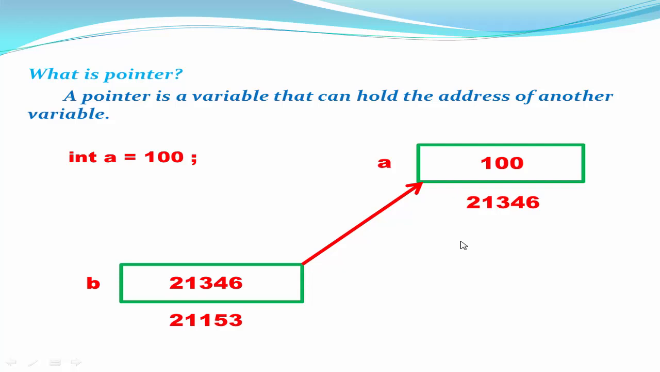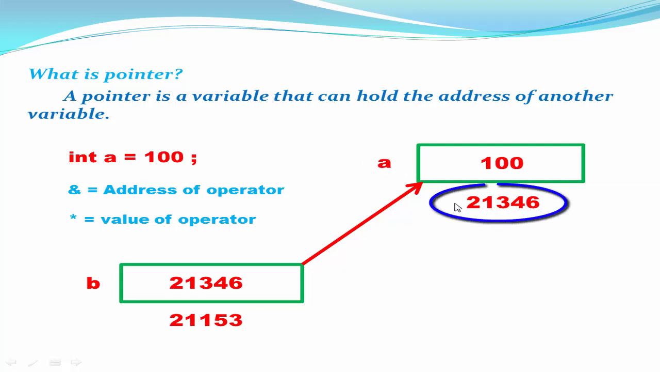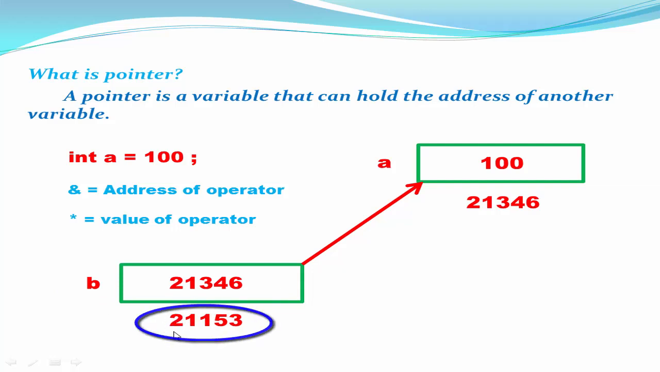We can access the value of variable A using B. In pointers we use two operators. One is called ampersand or address of operator, and another is called star or value of operator. If we use the ampersand operator with a variable, it returns the address of that variable. For example, if we use ampersand with A, it returns the address of A, meaning 21346. Similarly, if we use ampersand with B, it returns the address of B, meaning 21153.